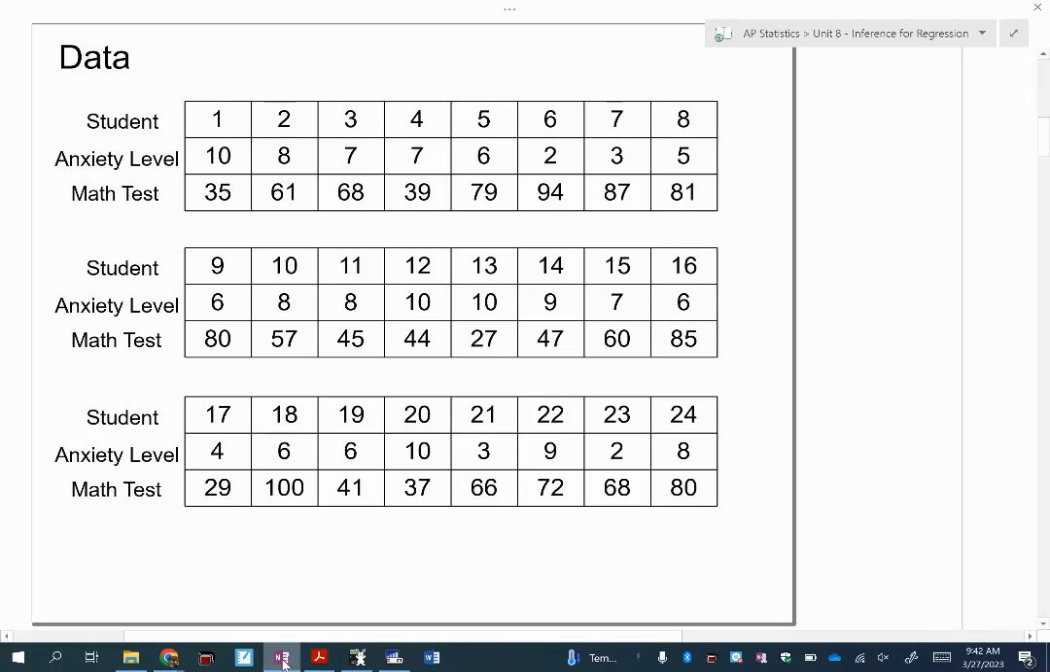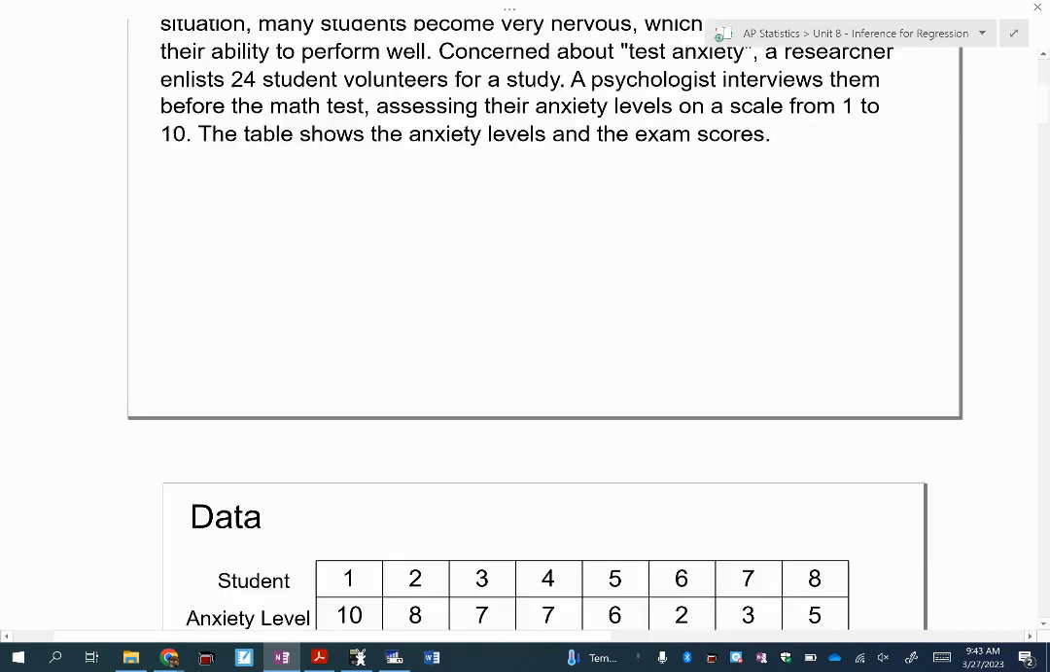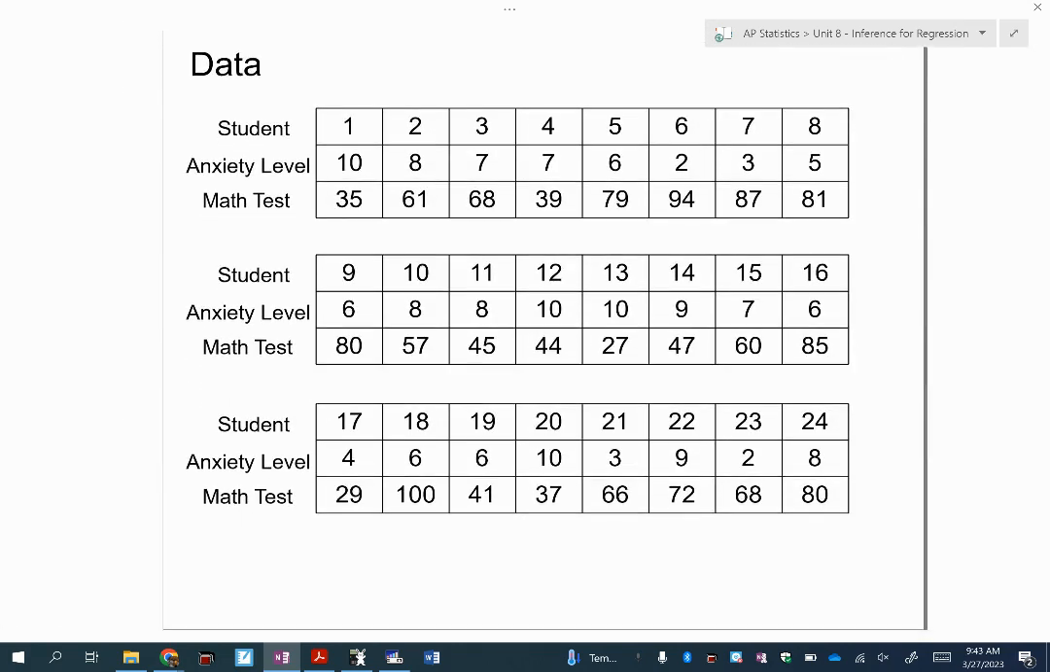Right, so we are going to run a linear regression t-test based on this data about high-stakes testing. I don't know if you saw in the little blurb here, but a psychologist interviewed the students before taking the test, and they were assessed a level score from 1 to 10 for anxiety. I assume 10 being extremely anxious. And then they have a score. It doesn't say what the scores are out of, but the highest one I see is a 100, so I'm going to go with it's out of 100.